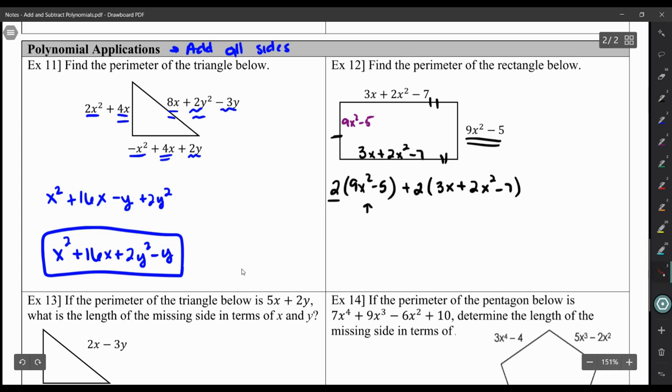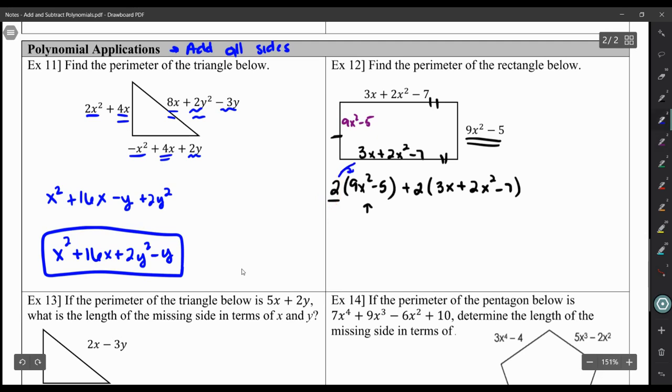So if you know that some sides are exactly the same length as another, so this side and this side are the same length and there are 2 of them, we can multiply by 2. If there were 3 sides that are all the same length, you can multiply by 3. And now we can, again, simplify this.